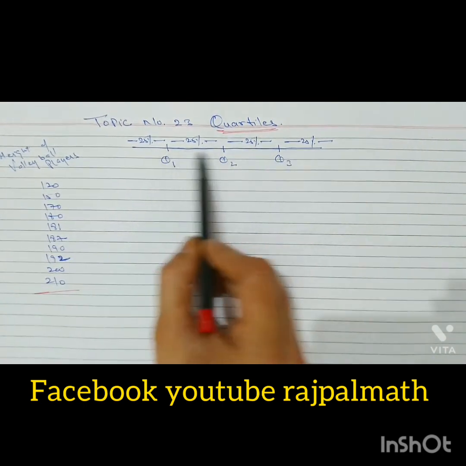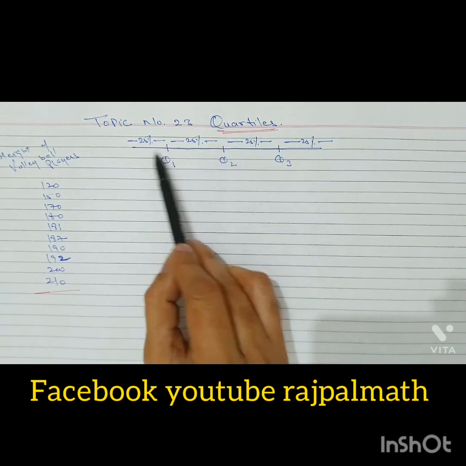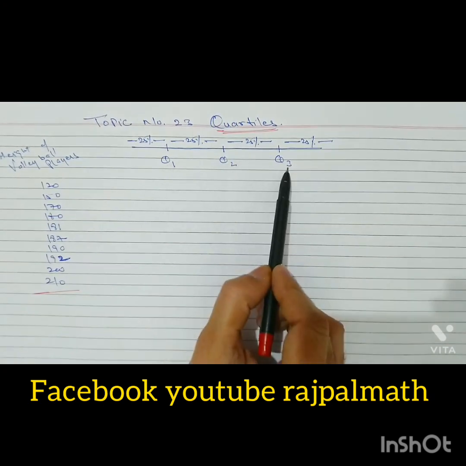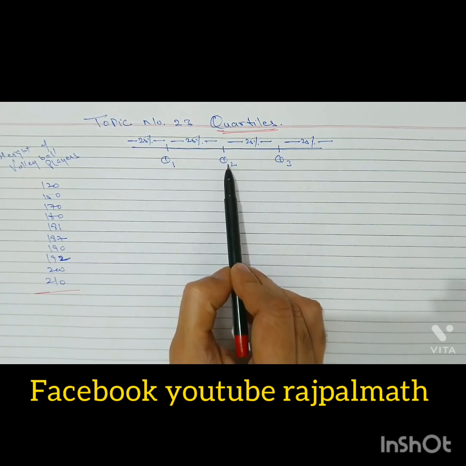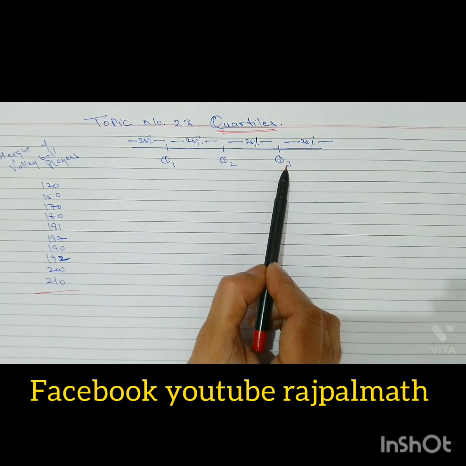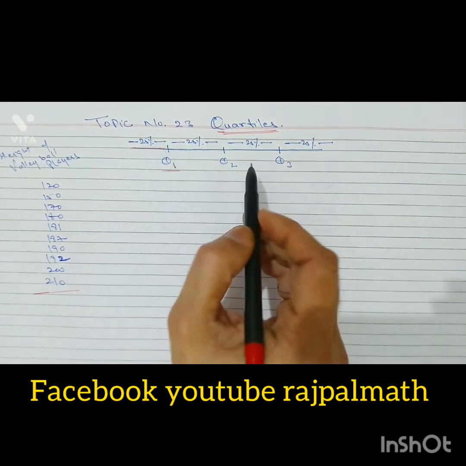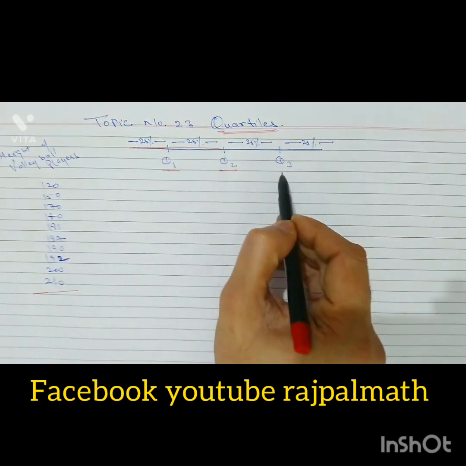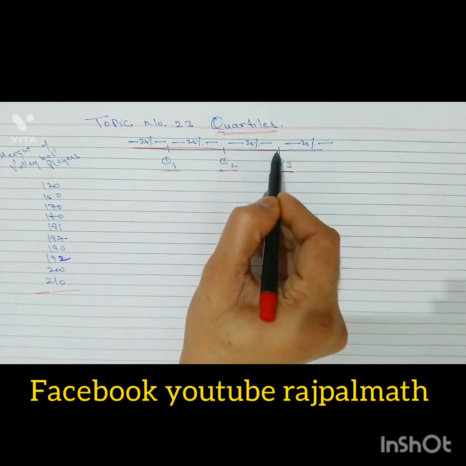Quartiles divide a given series into 4 equal parts. To divide something into 4 equal parts, you need at least 3 quantities: Q1, Q2, Q3. Q1 is the lower quartile, Q2 is the middle quartile or median, Q3 is the upper quartile. Q1 covers the first 25% of the series, Q2 covers the first 50%, Q3 covers the first 75% of the given series.